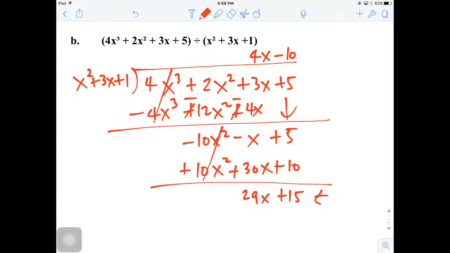So I'm going to write the answer as the divisor, which is x squared plus 3x plus 1, times the quotient, which is 4x minus 10, plus the remainder, which is 29x plus 15. And that is the answer we have in the format they want.